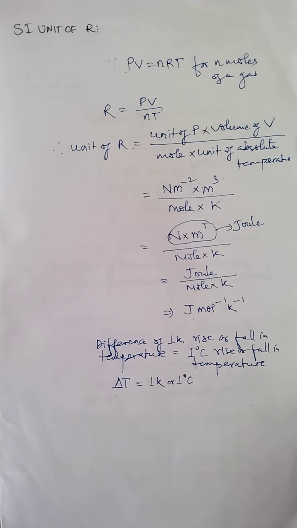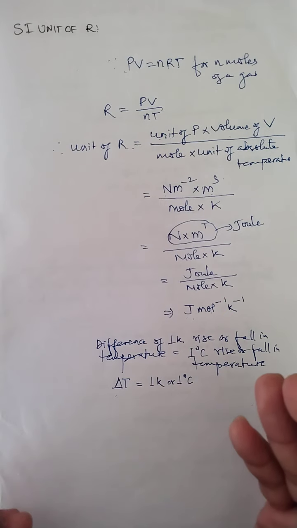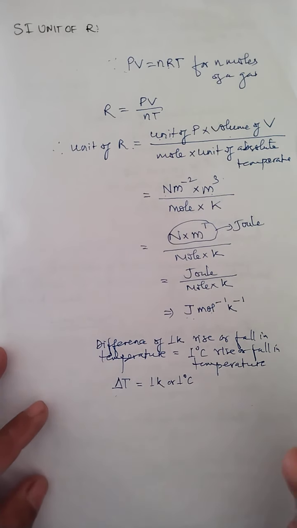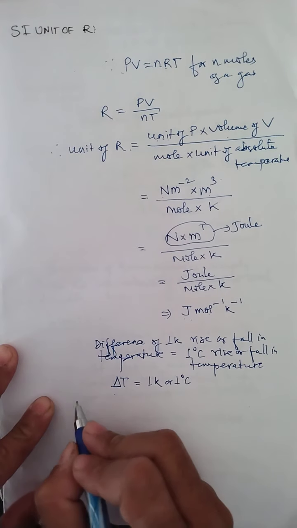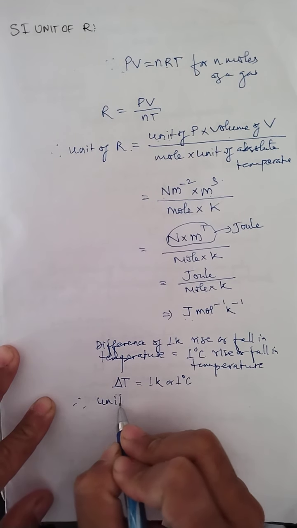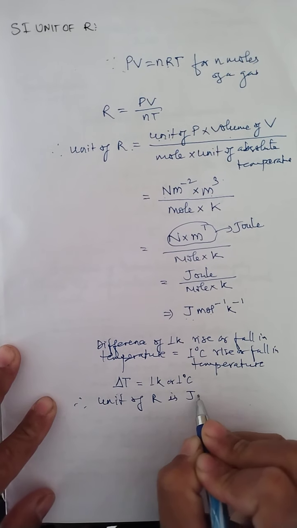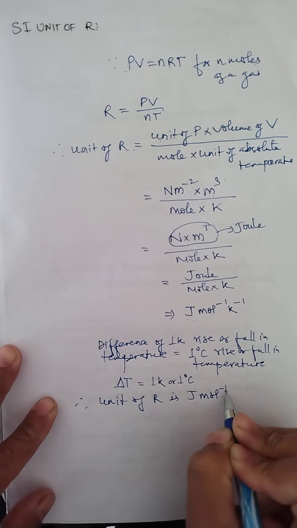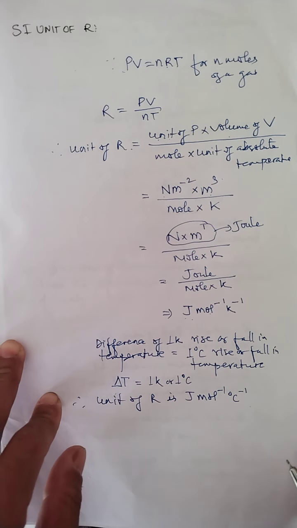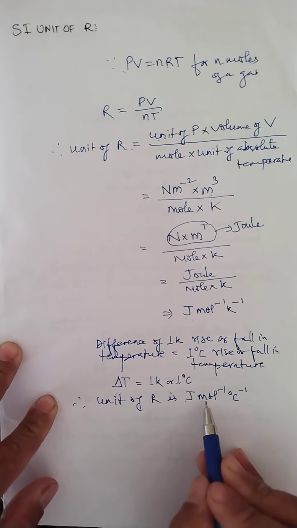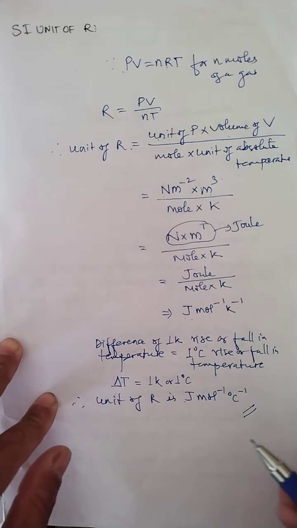Which means if the temperature changes by the same amount, then the unit of R can also be written as joule per mole per degree Celsius. So we can write it this way also. See, joule per mole per degree Celsius can also be written as the unit of what?